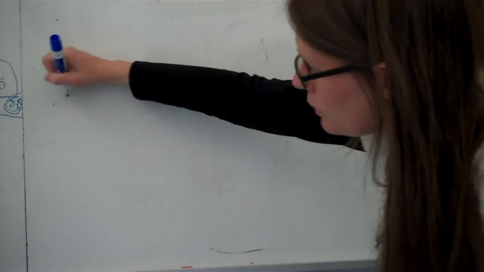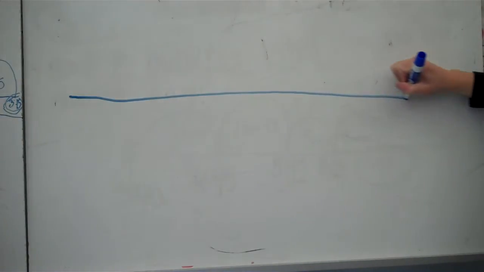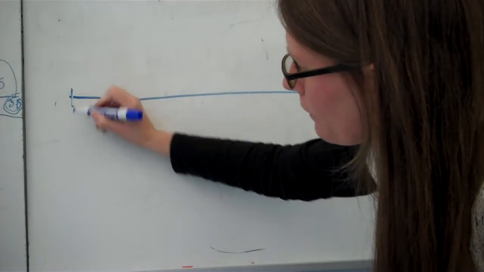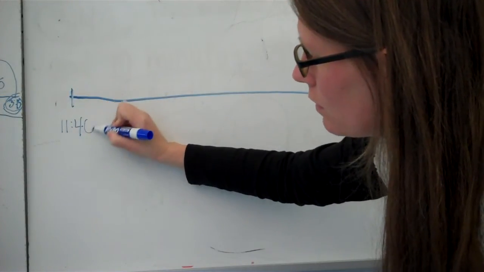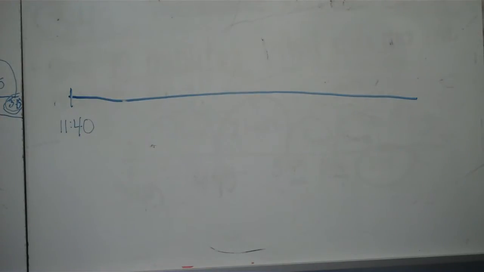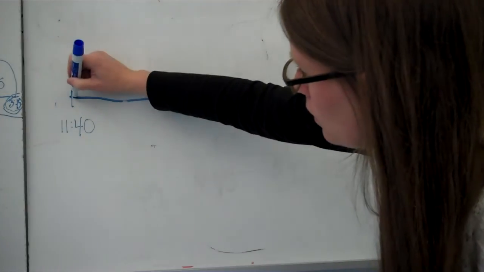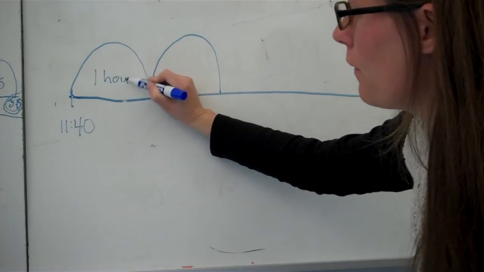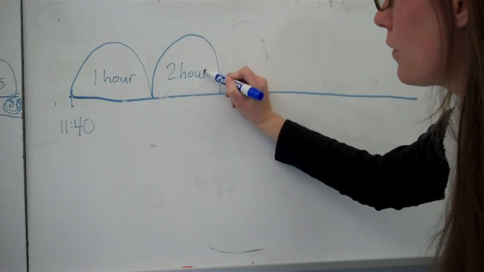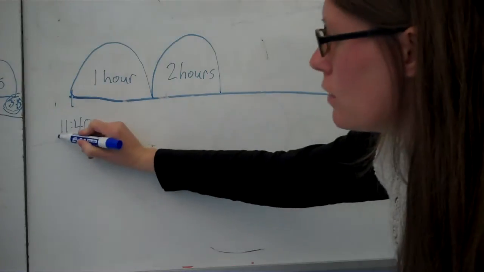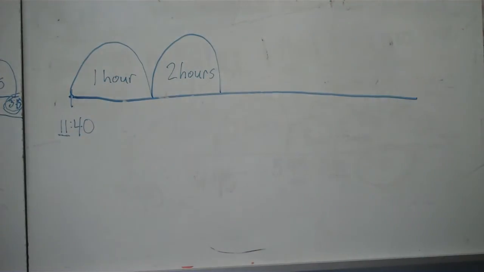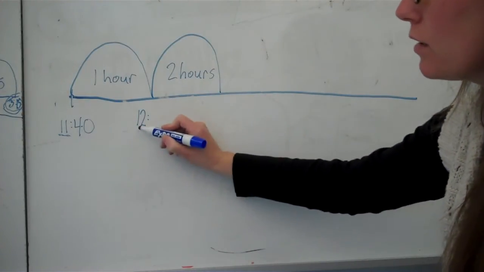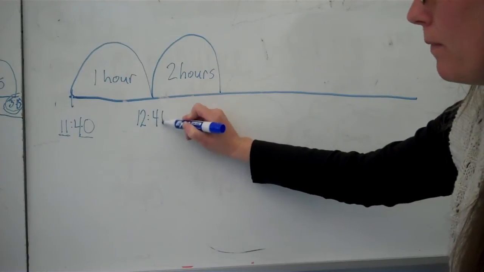First thing I'm going to do is draw my number line. And I'm going to put my start time at 11:40 right here at the end. 11:40. And it says 2 hours. So I'm going to hop 2 hours. 1 hour, 2 hours. Then I'm going to put in my times. I know that if I'm going all the way around the clock, my hour is going to bump up, 11, 12. My minutes are going to stay the same.